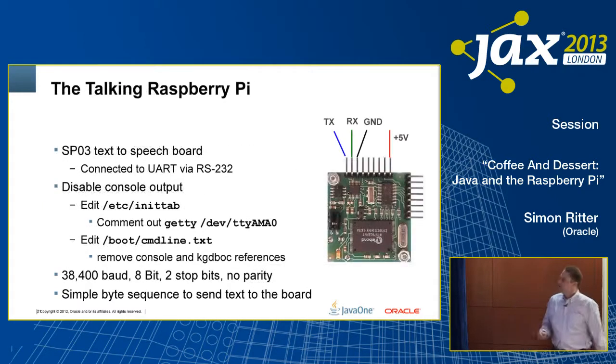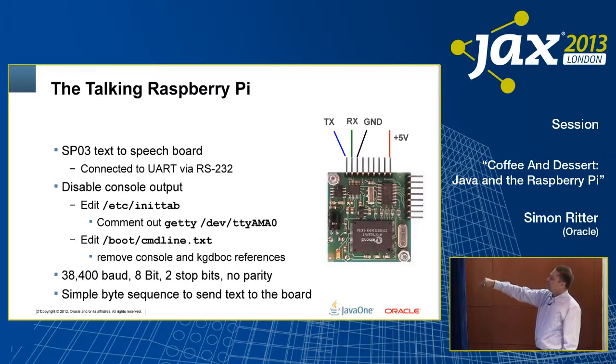Which brings me to my next bit. So I wanted to get the Raspberry Pi to talk, and so rather than using the free TTS and trying to use the Java Sound API, I had this little board which I bought quite a long time ago, which is the SPO3 text-to-speech board, and you can drive that with a serial interface. And so what I did was I connected that up to a serial interface, connected it to the Raspberry Pi. And then obviously you have to disable the console output, because otherwise when you start booting up, all of the boot messages get read by the speech card, which can get a bit boring after a while.